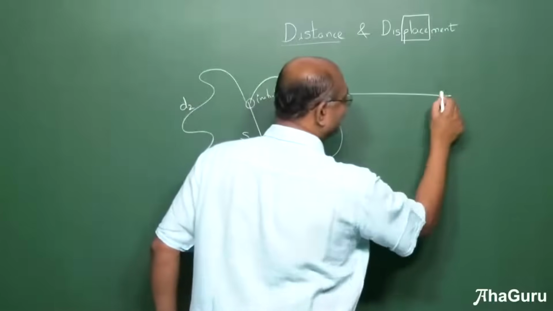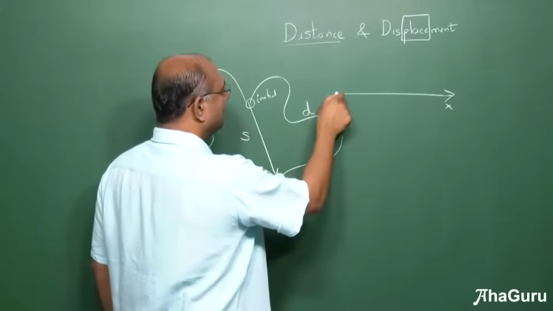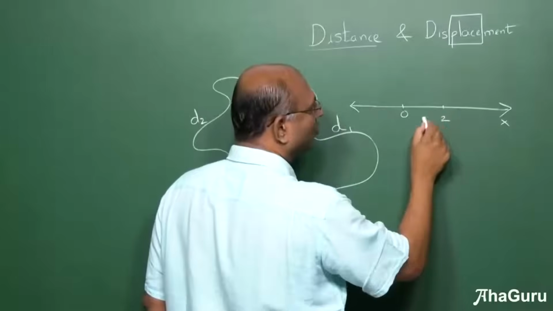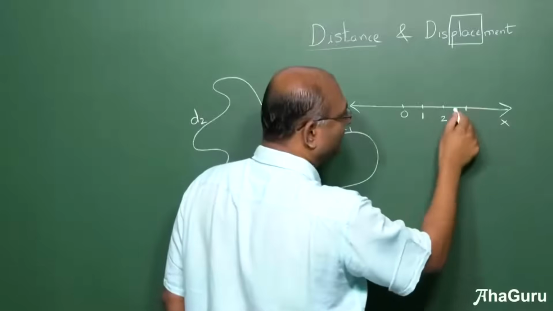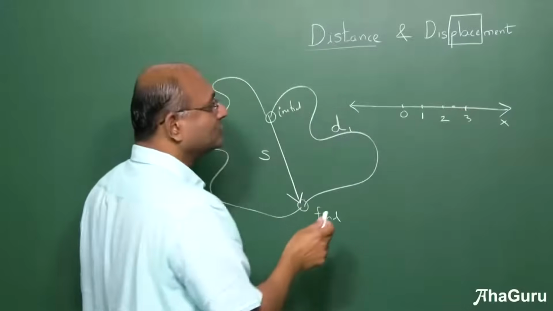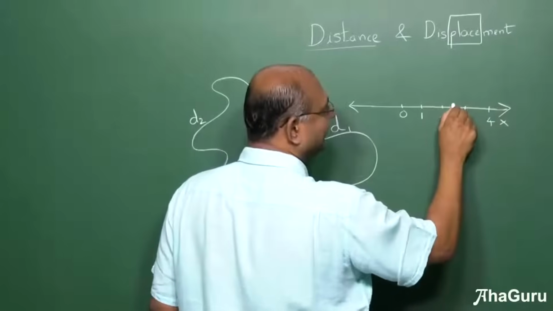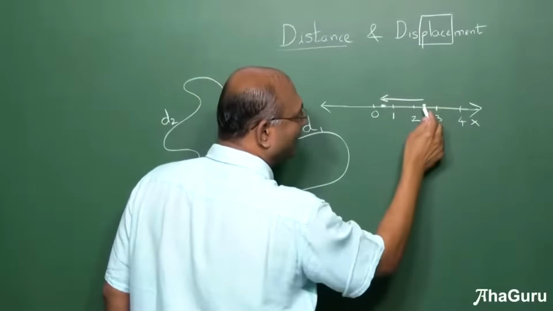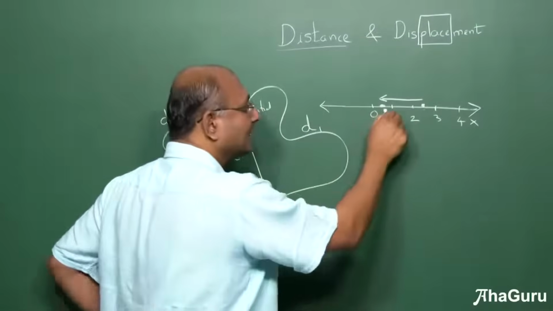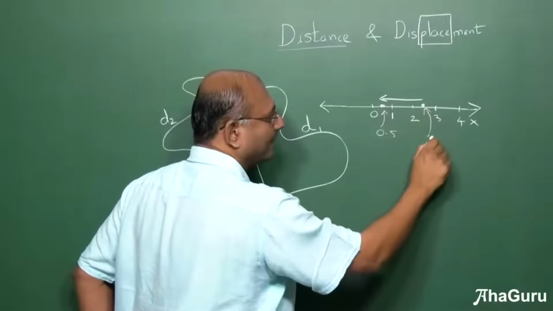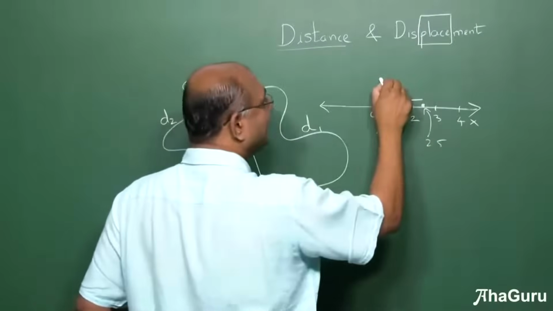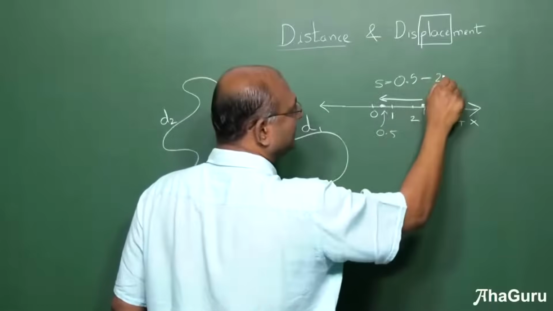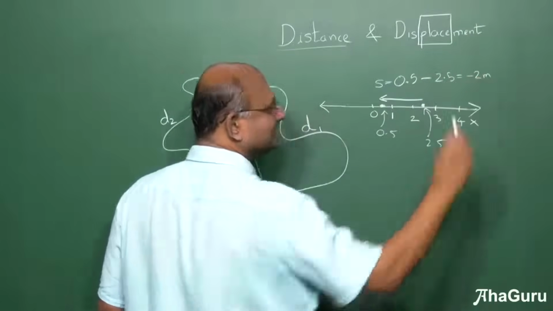We are going to use the x-axis to talk about position. Where are you? I am at x is equal to 0. I am at x is equal to 2. I am at x is equal to 1. I am at x is equal to 3. I am at x is equal to 2.5. So let us say I started here and this object moved from here to there. My displacement is this arrow from 2.5 to, let us say, 0.5. So what is my displacement? My displacement is final position 0.5 minus my initial position 2.5, which is minus 2 meters.